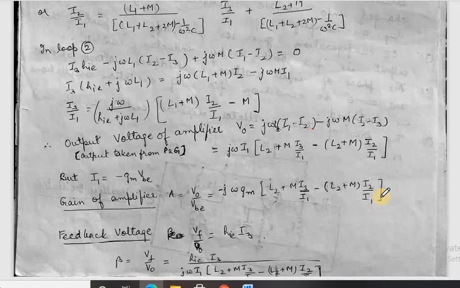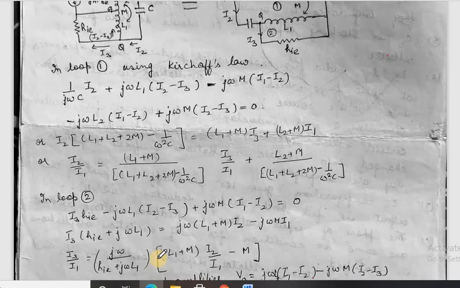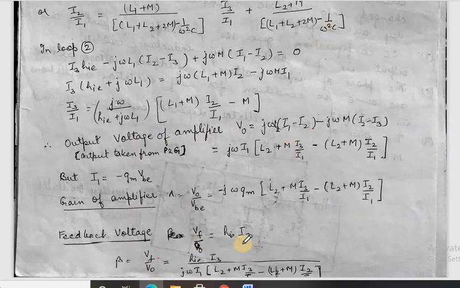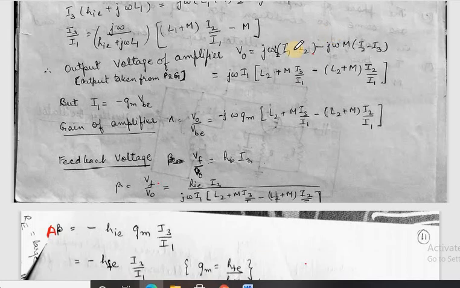So what is beta? Beta is VF, feedback voltage upon output voltage. So first of all we are required to find the feedback voltage. Now what is feedback voltage? Feedback voltage is that voltage that is being fed to the input. So feedback voltage we can define either through L1 or through HIE. So simply we write HIE into I3. So this is the feedback voltage, and the output voltage we already know. Dividing them, we get this equation.